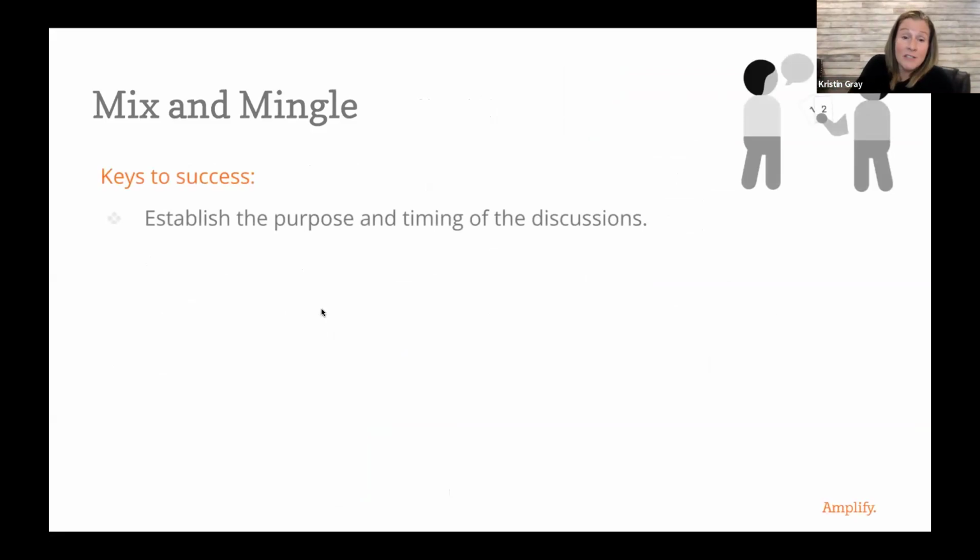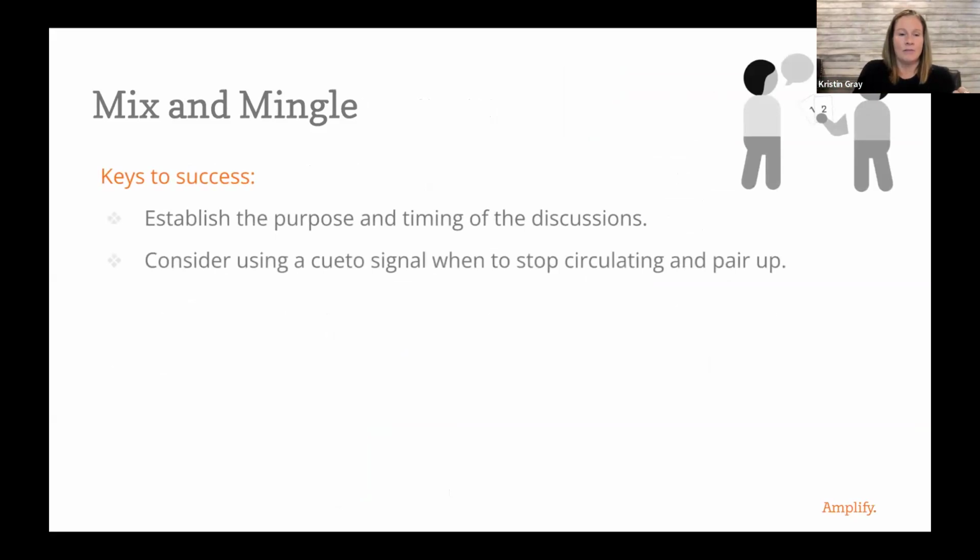Keys to success with this: always want to be crystal clear with students about the purpose. Why are we doing this? What are you going to be learning from it? And the timing of it. Consider using a cue, like music, for when they should stop circulating.